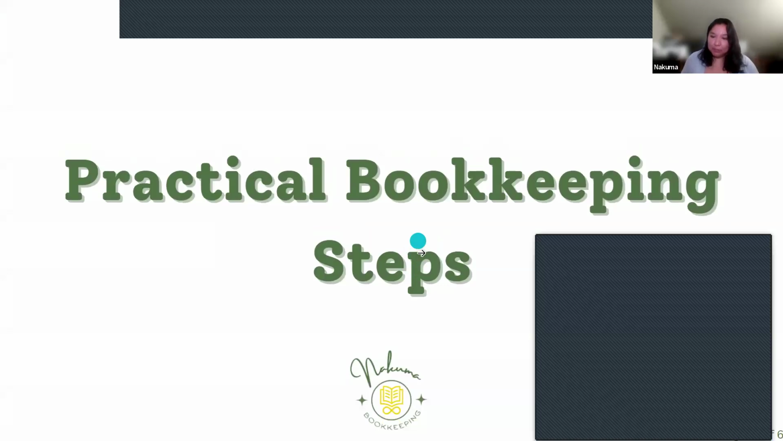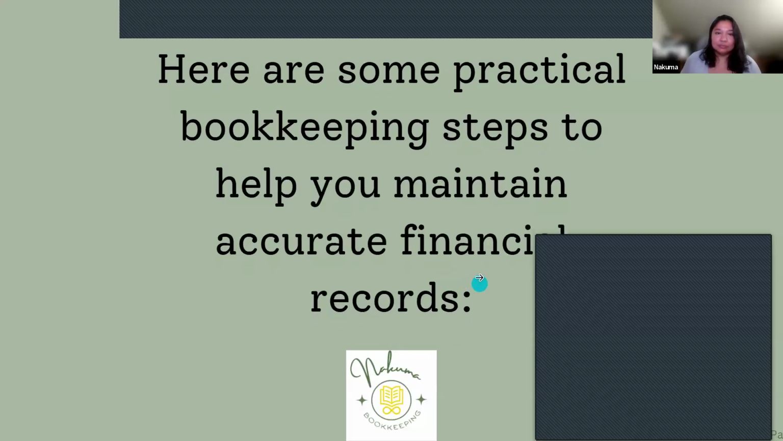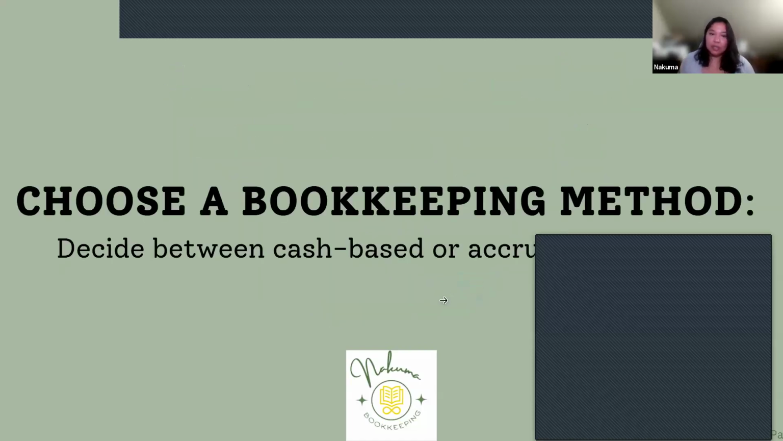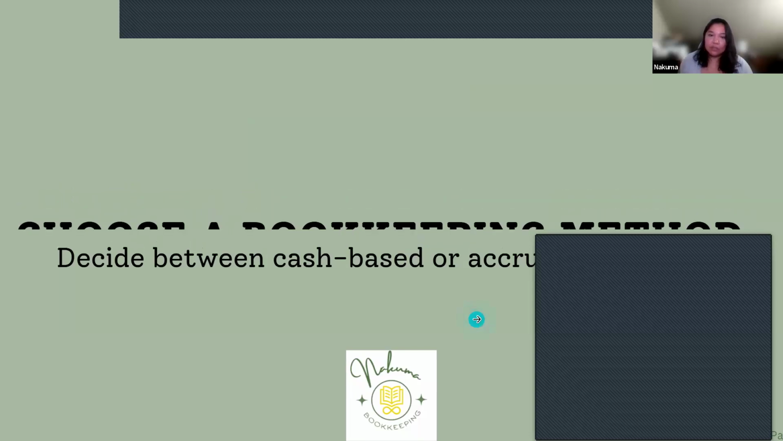So these are some practical bookkeeping steps to help you maintain accurate financial records. You can choose between cash-based and accrual-based bookkeeping. Cash-based is a more simplified version of bookkeeping, while accrual-based bookkeeping does more with depreciation and long-term assets.